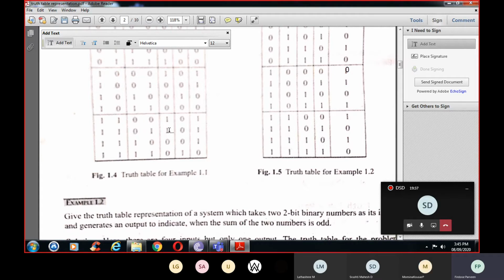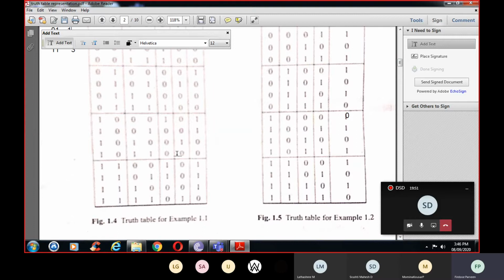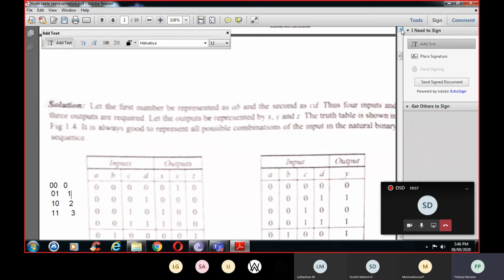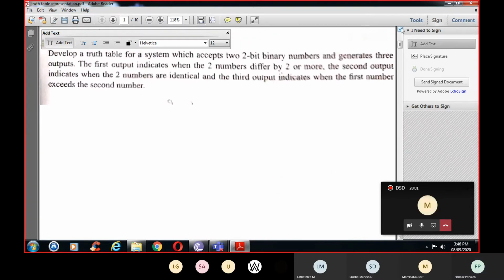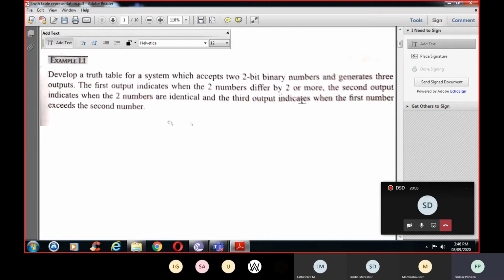3 minus 1, again it is 2. Again here it is 1. 3 minus 2, it is less than 2. So it is 0. 3 minus 3, it is identical. It will be 0 and here it will be 1. Okay. So for the last output, what they have told? And the third output indicates when the first number exceeds the second number. Exceeds means it is greater than the second number.